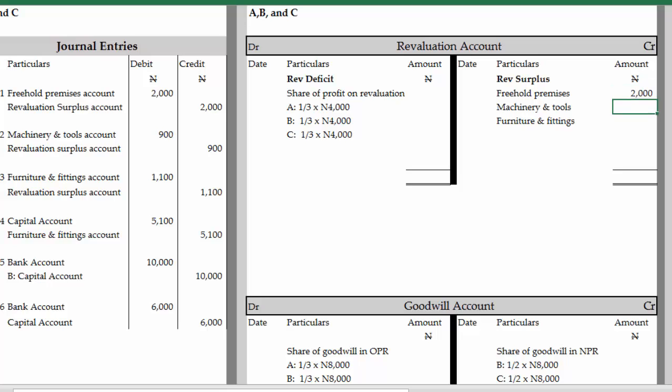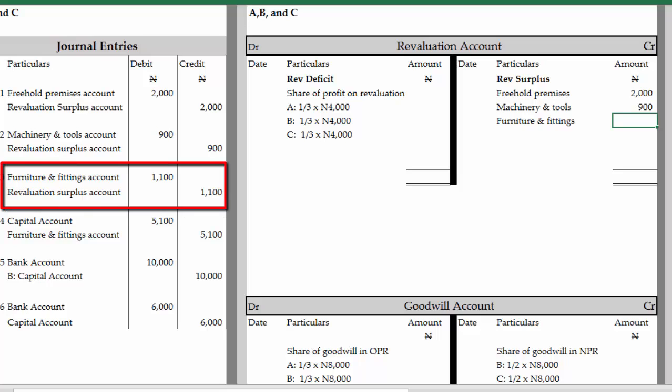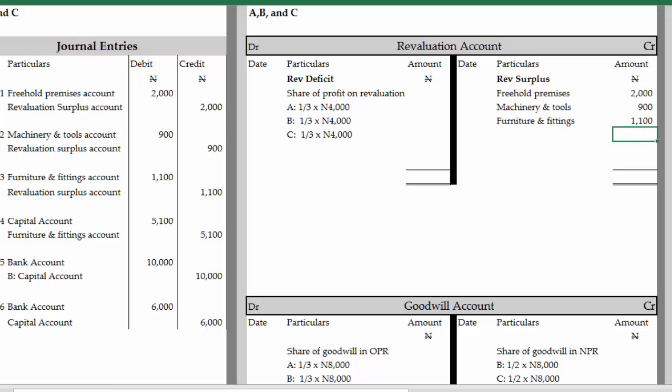Okay. The next is the revaluation surplus on the machinery and tools, and you will see that it was 900. So let's credit the revaluation account with machinery and tools, 900. So we have machinery and tools, 900. Okay, the next is the revaluation surplus on the furniture and fittings, and it was 1,100. So let's credit the revaluation account with 1,100. So we have furniture and fittings, 1,100.